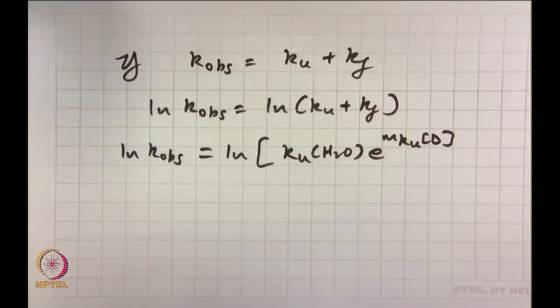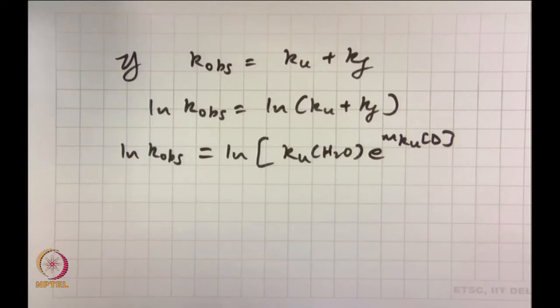This is what we are going to have, right. Remember, what did we have? ln k_u was equal to what? ln k_u H2O plus m_ku times d. So, then if you take ln k_u minus ln k_u H2O, what would you have? k_u over k_u H2O would be m_ku times concentration of d.